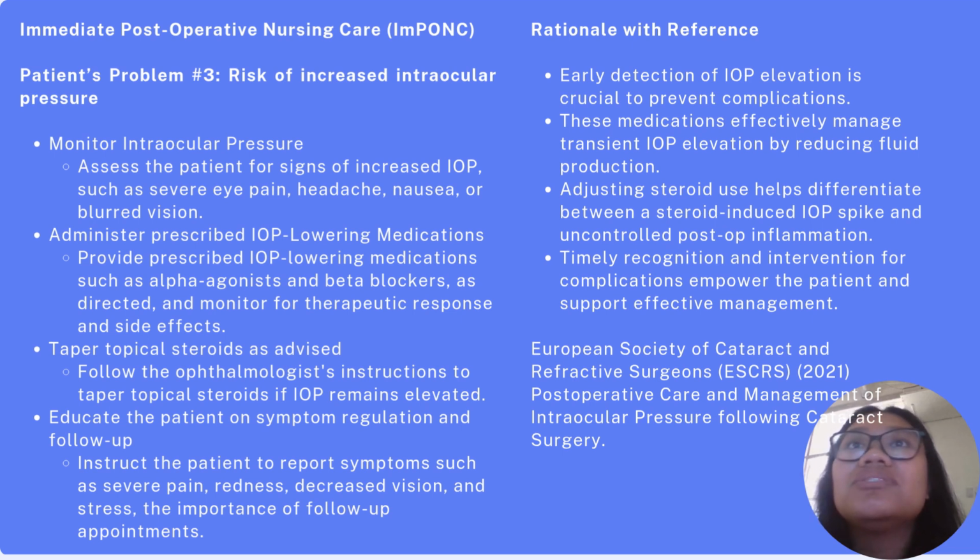Next is to administer prescribed IOP-lowering medications, such as alpha agonists and beta blockers, as directed, and monitor for therapeutic response and side effects. These medications effectively manage transient IOP elevation by reducing fluid production.